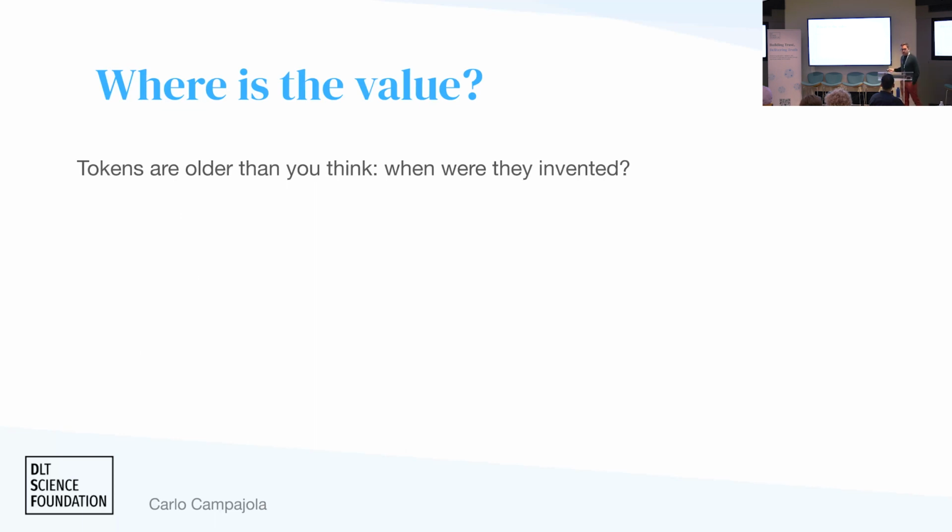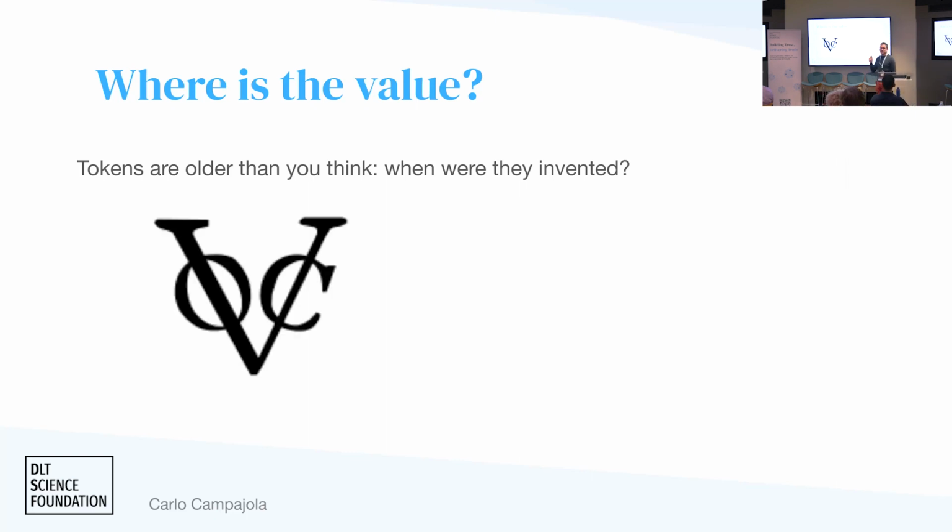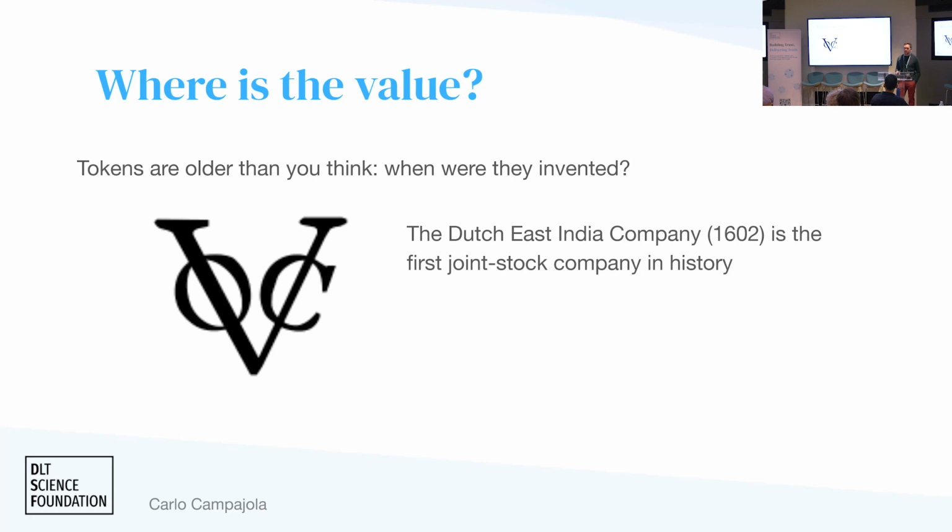So I'm going to try to interact a little bit and ask you a question. When do you think the concept of token was invented? Okay, I wouldn't go that far back, but that's a good answer. I'm thinking of the Dutch East India Company. It's the first joint stock company in history, from 1602.